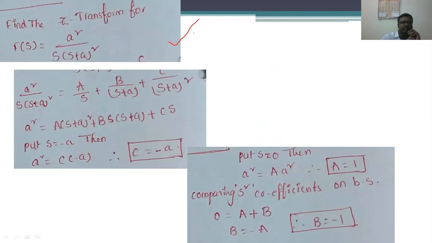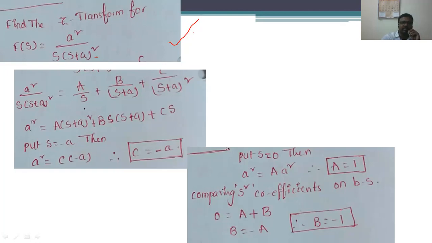So a² divided by s(s + a)² is equal to A divided by s plus B divided by (s + a) plus C divided by (s + a)². In this given equation, we observe (s + a) whole square, which means there is a repeated root of order two. So for repeated roots, to obtain the A, B, C values, we apply the partial fraction expansion: A/s plus B/(s + a), the single root first, plus C/(s + a)², the repeated root.